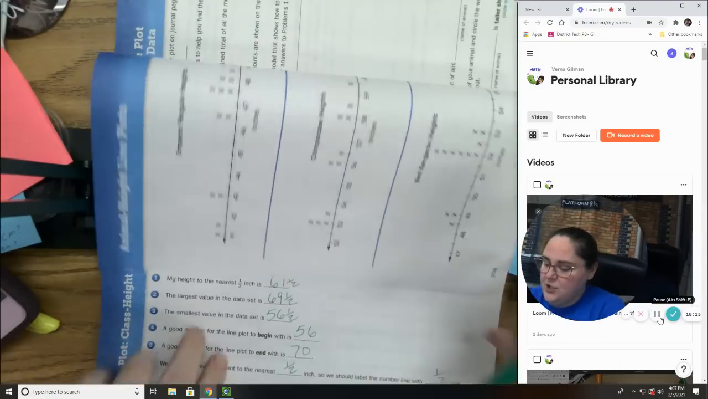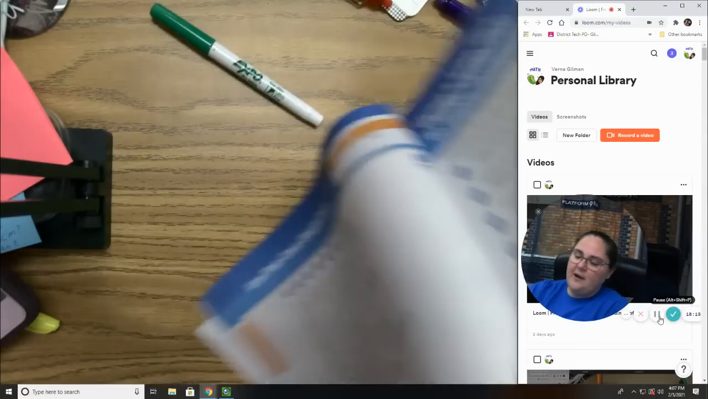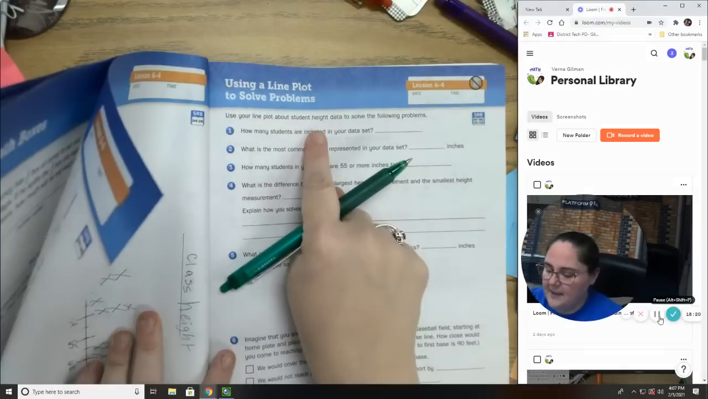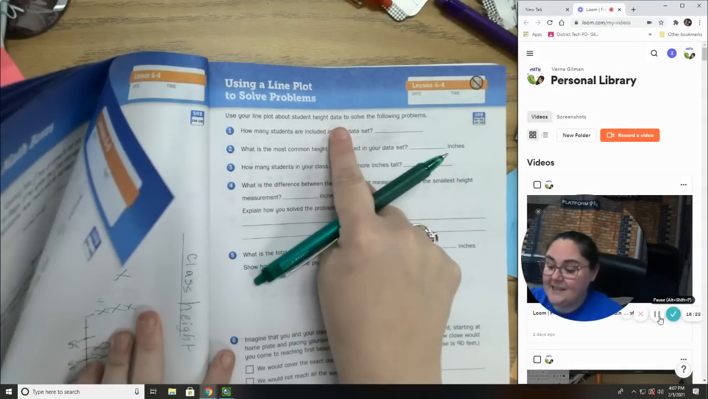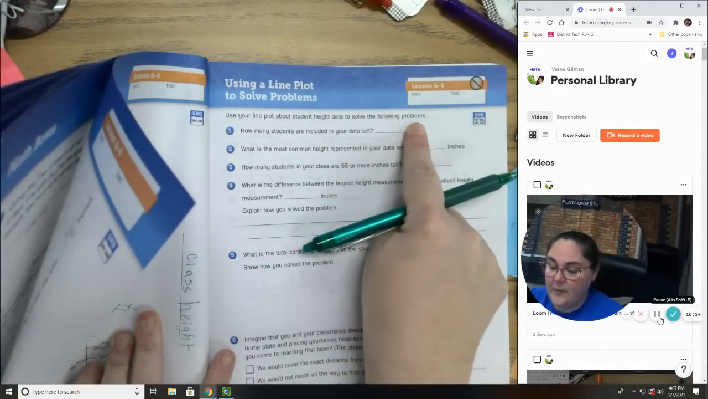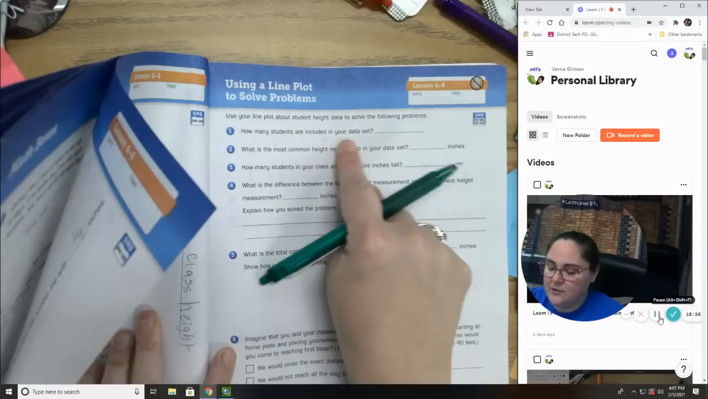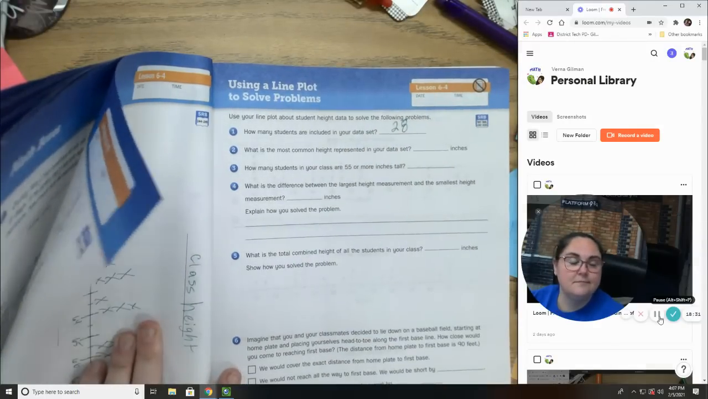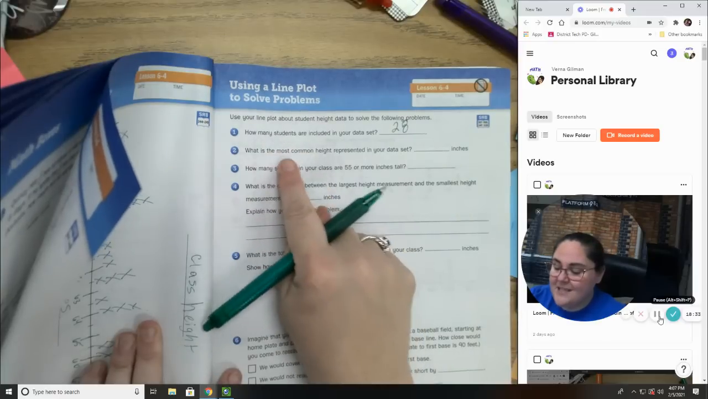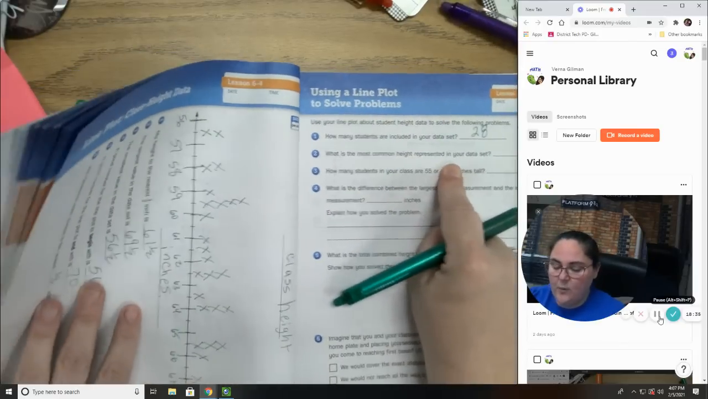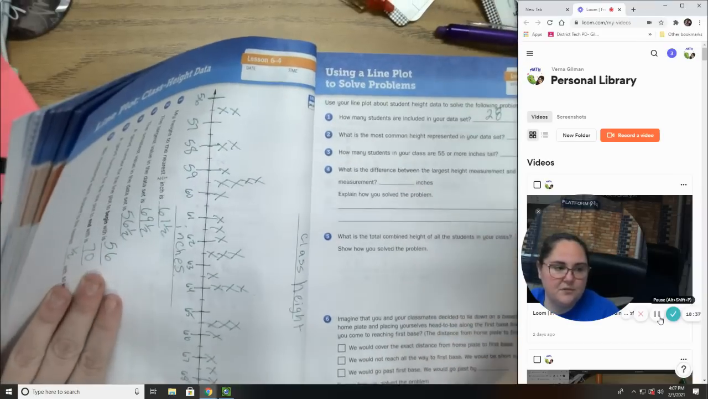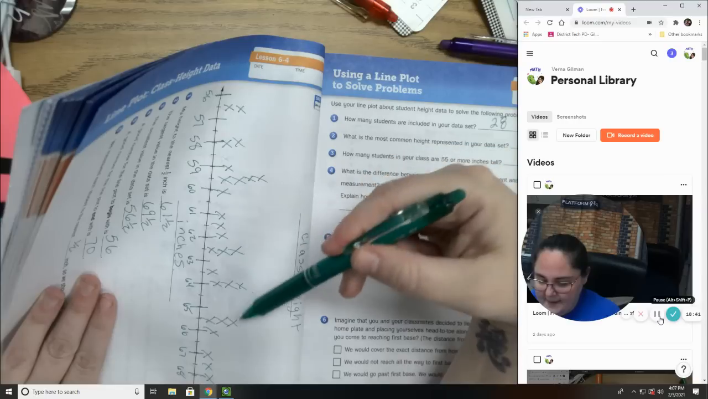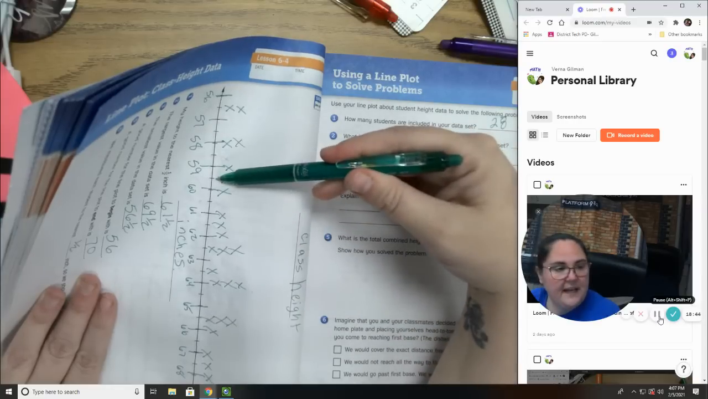So looking at page 207, that's where we are right now. It says use your line plot about student height data to solve the following problems. How many students are included in your data set? Well, there were 28. The most common height represented. Okay, which one happened the most? Well, this one has 4 people. And that's the most. So 59 and a half. Okay.